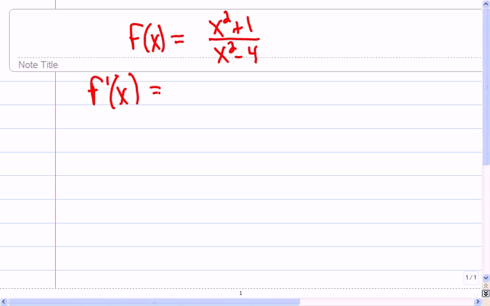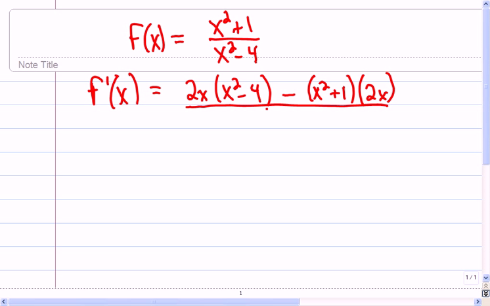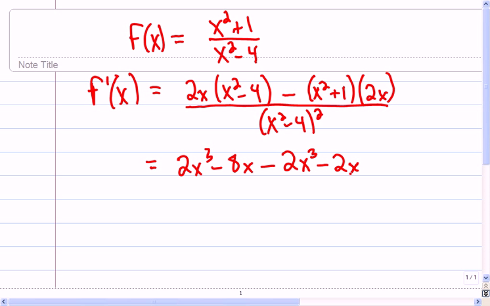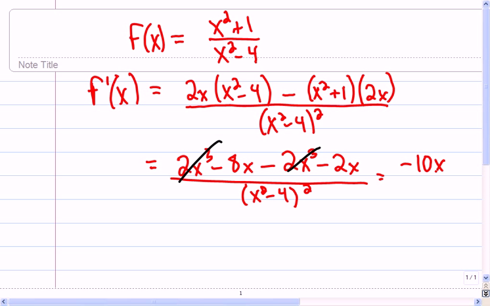F prime is going to be the derivative of the top times the bottom, take away the top times the derivative of the bottom. Okay, so if I try to tidy this up, I'm going to get 2x cubed minus 8x, take away 2x cubed minus 2x, and x squared minus 4, all squared on the bottom. So if I tidy this up, collect the like terms, the first derivative should be negative 10x over x squared minus 4, all squared.